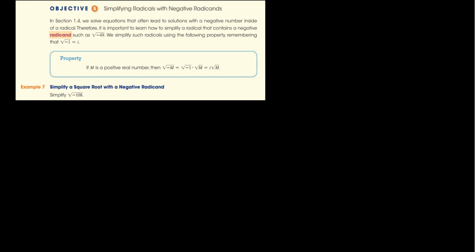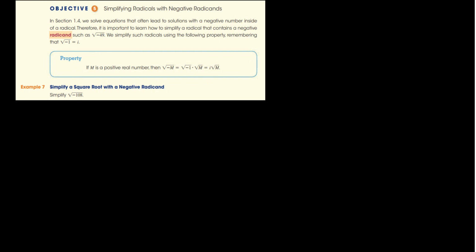Remember that the square root of negative 1 is equal to i. So here's the property, super duper easy. If m is a positive real number, then the square root of negative m is equal to, we can split it up into the square root of negative 1 times the square root of m, and since we know the square root of negative 1 is i, we can just write it as i times the square root of m.